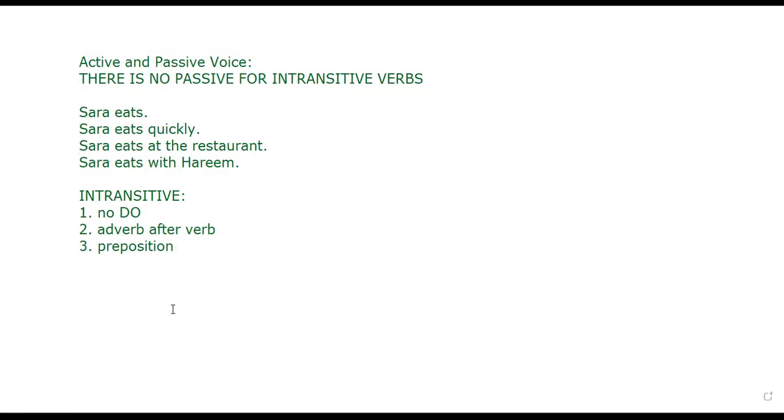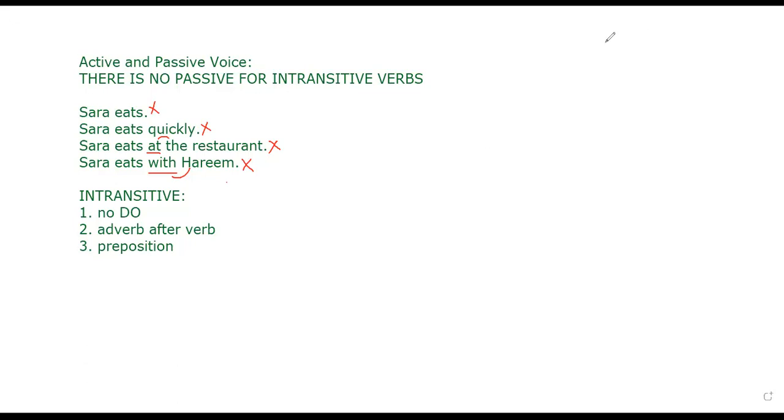So if you look at the last two examples that we did, at the restaurant, with Harim, these are prepositions. Prepositions क्या होती हैं? They show time and place. ठीक है? So at the restaurant and with Harim, these are both prepositions, at and with. So this will not have passive. This is not transitive. This will not have passive. This is not transitive, and the same with this one. ठीक है?